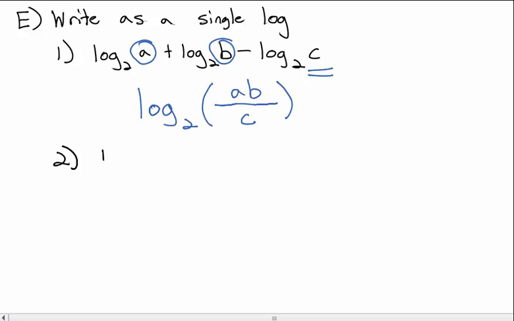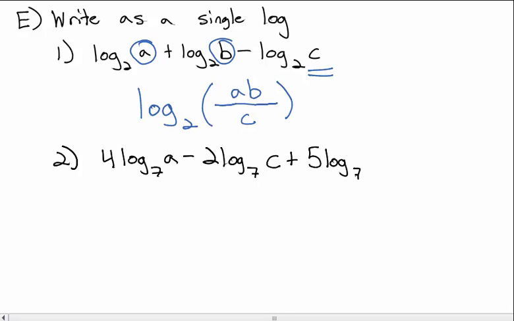We can add an extra step to this and say, how about 4 log base 7 of a minus 2 log base 7 of c plus 5 log base 7 of d minus 1/2 log base 7 of x. First, before we squish all these together into a single log, we've got all these coefficients out front that are going to make life difficult to work with.